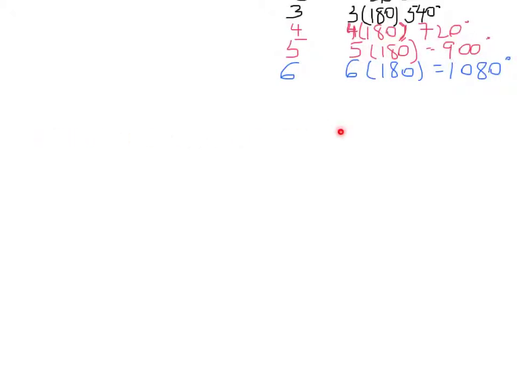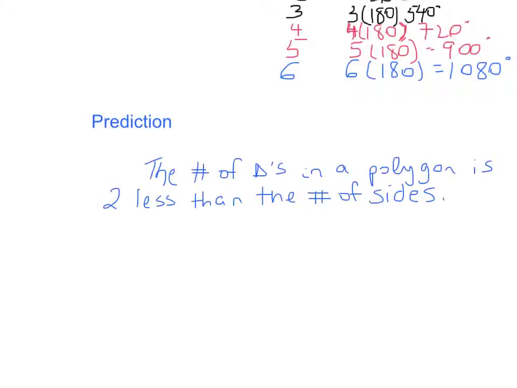Okay, let's make a conjecture about the relationship between the sum of the measures of the interior angles of a polygon, which we'll call S, and the number of sides of a polygon, N. So I want you to think about that. Remember, conjecture means a prediction. So what is our prediction going to be? Think about that. I'll give you a second.